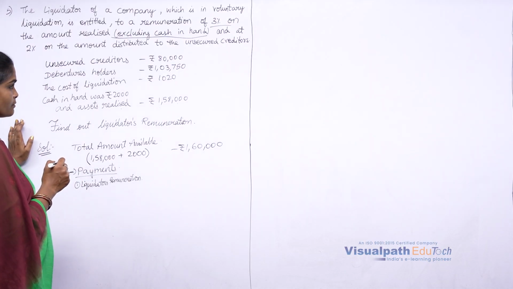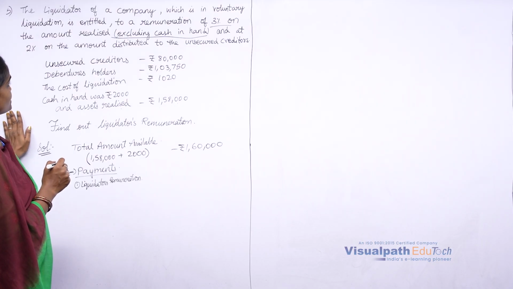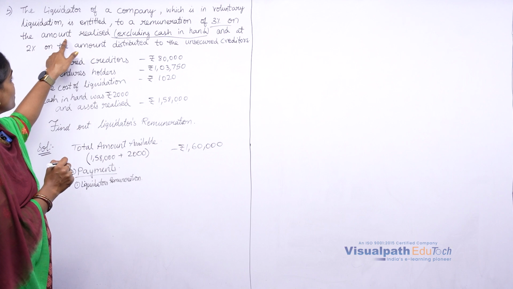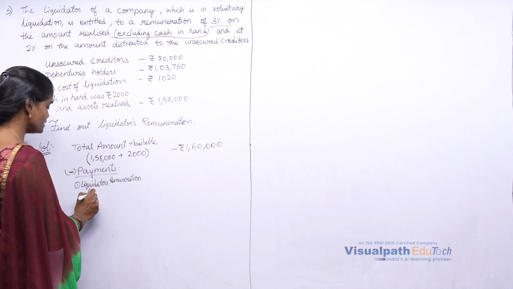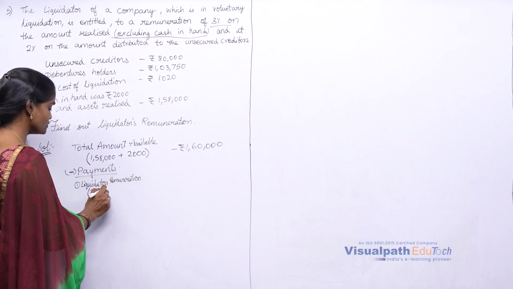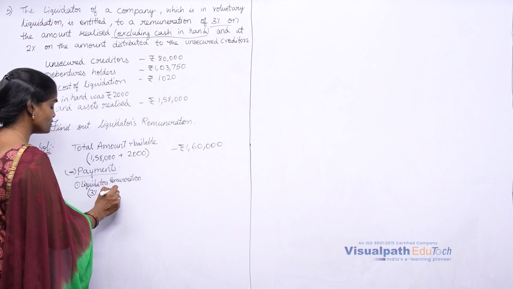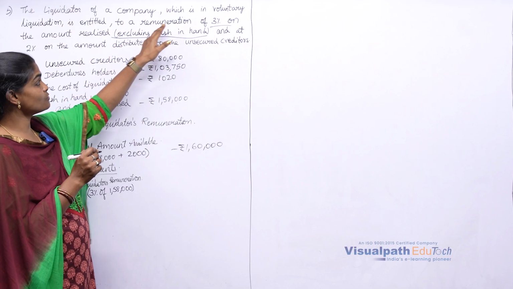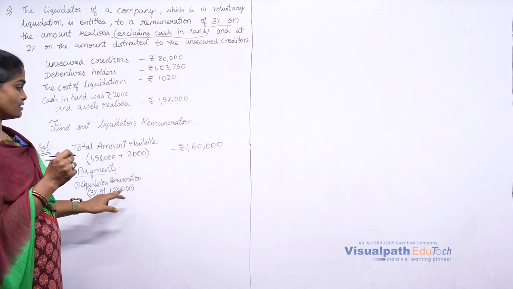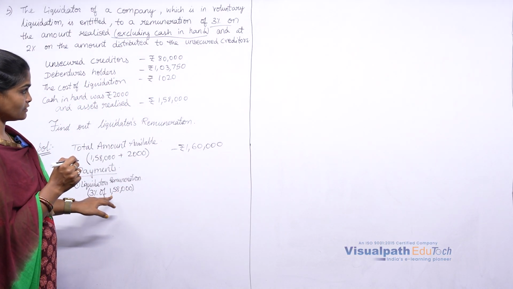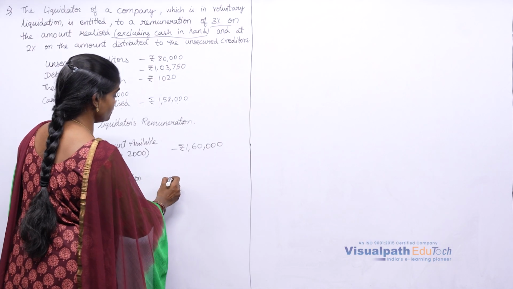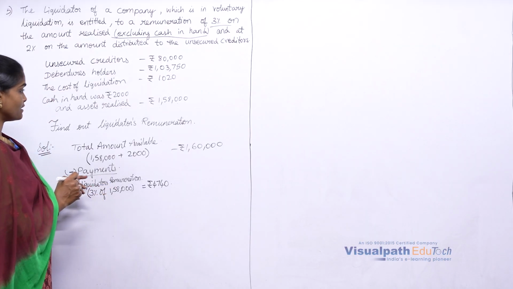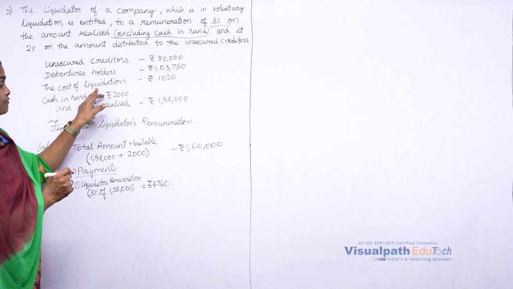First, liquidator's remuneration. How much is the liquidator's remuneration? As per the question, he says 3% on the amount realized. 3% of 1,58,000. So here the amount realized excludes cash in hand. So 1,58,000 into 3% will give you rupees 4,740. Clear?